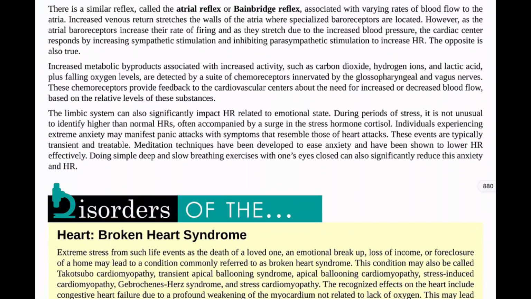A similar reflex, then, we have our atrial reflex, also called the Bainbridge reflex, is associated with varying rates of blood flow to the atria. So we were just talking about blood flow to other regions, like the carotid sinus and things like that, but now we're talking about blood flow to the atria themselves. So if there's an increase in venous return, right, so return of blood via the veins into our atria, it's going to stretch the walls of the atria. And then there are specialized baroreceptors in the walls of the atria.